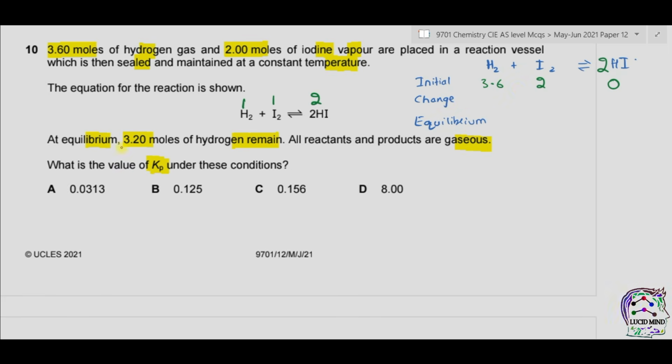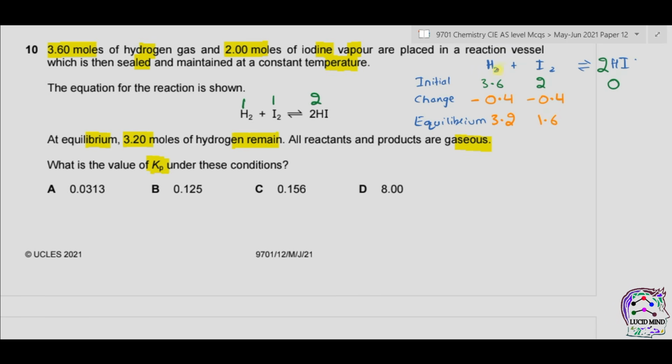In the question it says that at equilibrium 3.2 moles of hydrogen remain. So from 3.6, 3.2 remains. It means that the change is 0.4, which can be obtained by subtracting these two. So we can say that hydrogen has decreased by 0.4 moles. As the ratio between hydrogen and iodine is 1 to 1, the decrease in number of moles will be the same. Iodine will also decrease by 0.4, so 2 minus 0.4, the remaining is 1.6 moles.